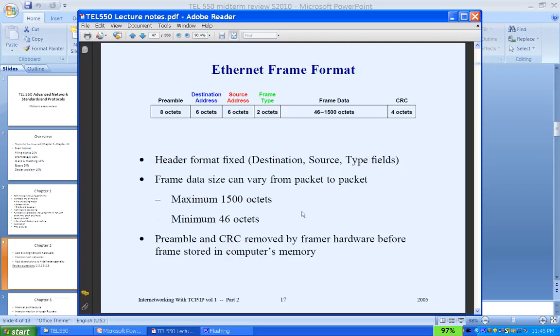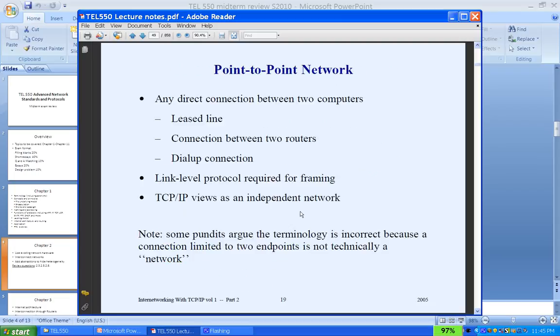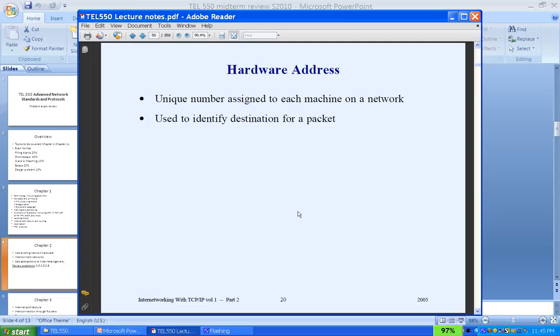We need to understand the frame format and the hardware address associated with Ethernet. Also, we need to understand the basic concept of different types or versions of Ethernet. For example, we have Fast and Gigabit Ethernet.